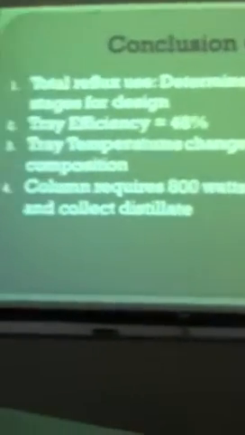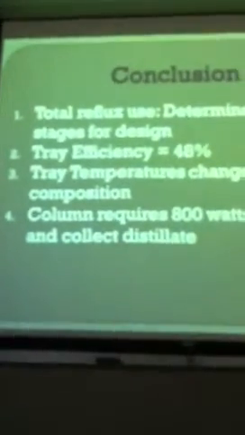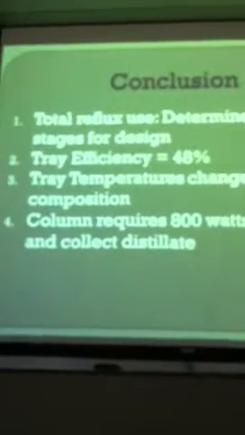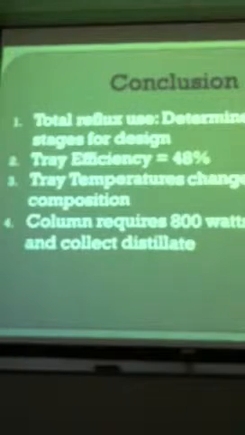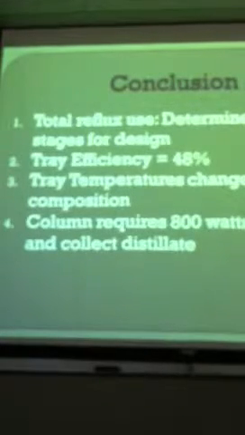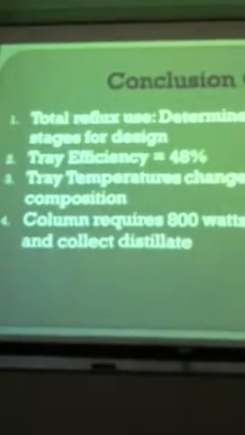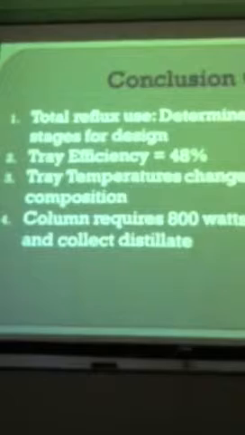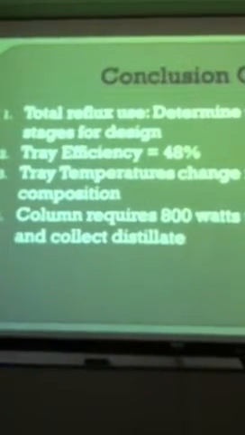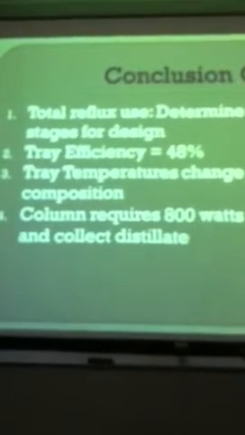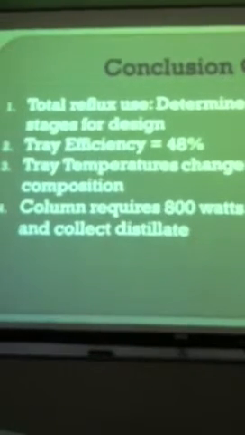So an overview: why do we use total reflux? It is to determine the minimum theoretical stages for design. We found the tray efficiency for the distillation column was 48%. And we know that tray temperatures change based off the mole composition of the lighter component, methanol in our case. And then we know that the column requires 800 watts to condense and collect distillates. You need at least 800 watts in any system if you're actually going to be separating the system. So that's it.